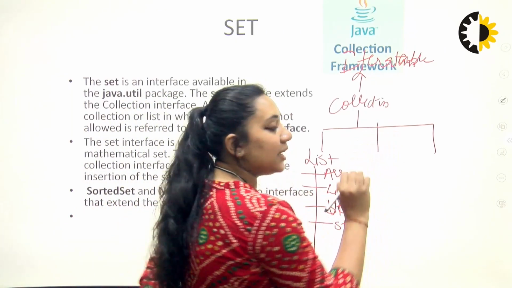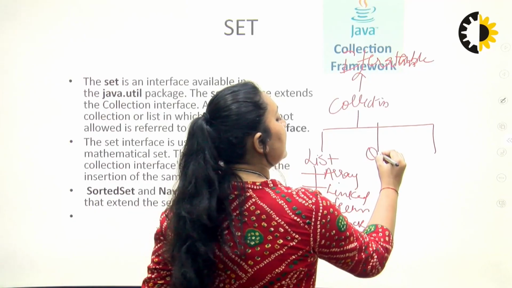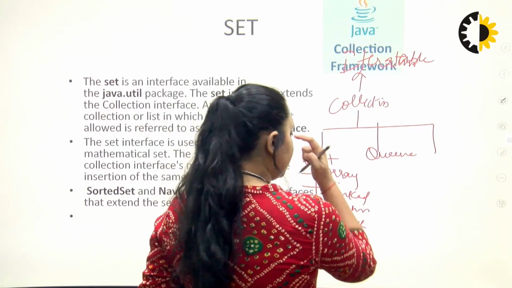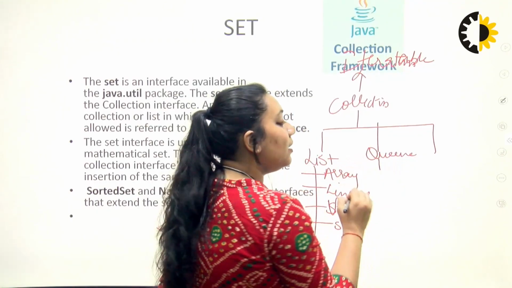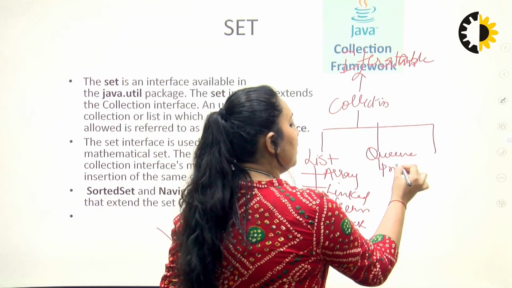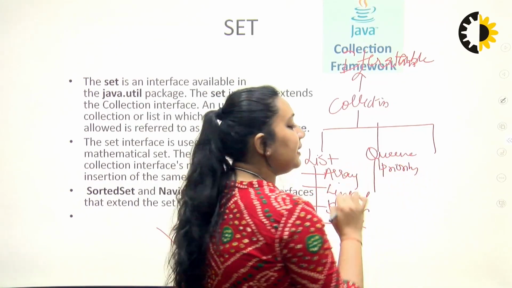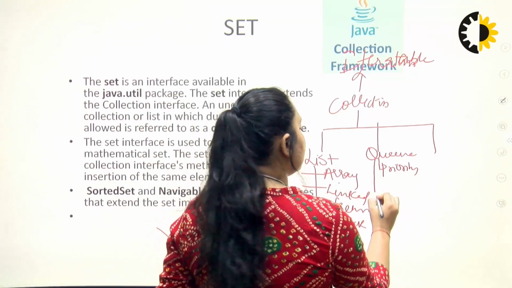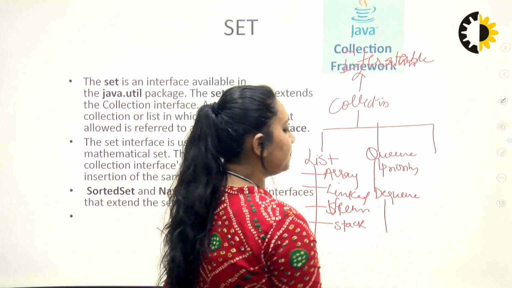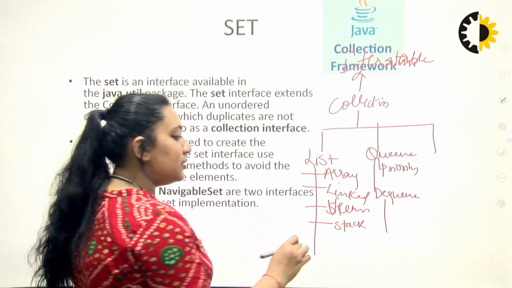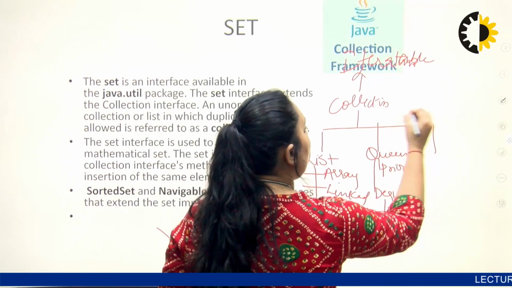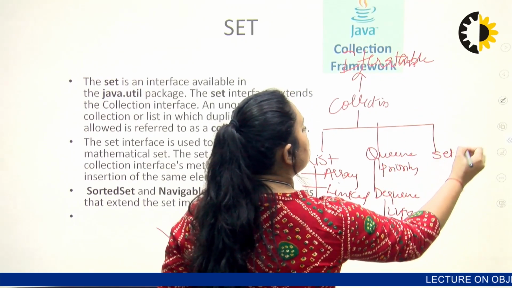Next, we have the second child, that is the queue, which implements the data structure principle FIFO, right? And in this, we have learned about the class PriorityQueue, right? And it also implements the interface called the DQ, right? The DQ also performs a few operations, that is LIFO and FIFO. The last in the collection framework is the set.